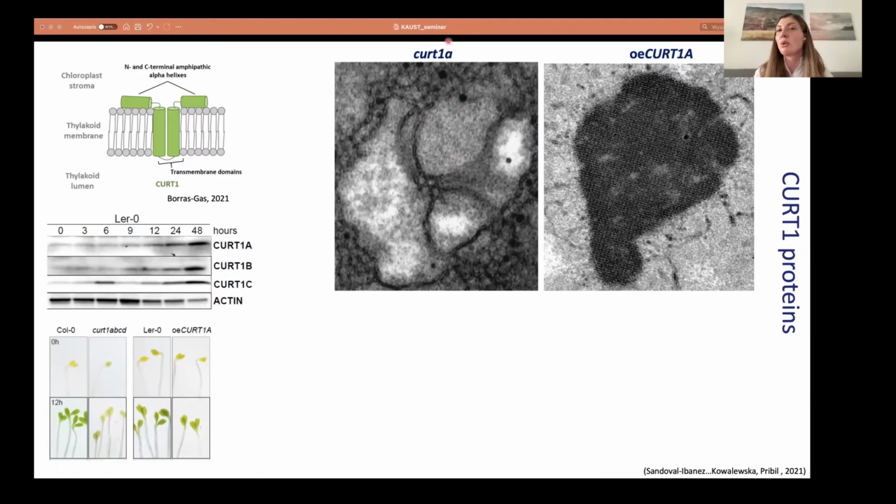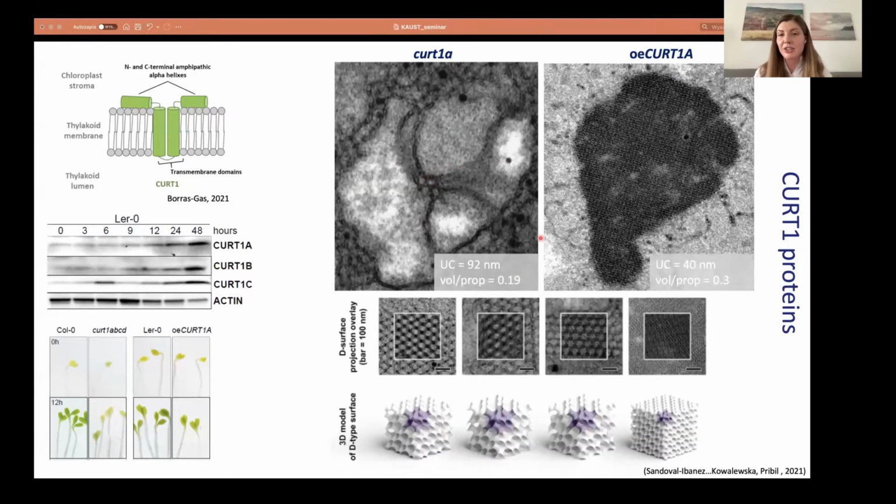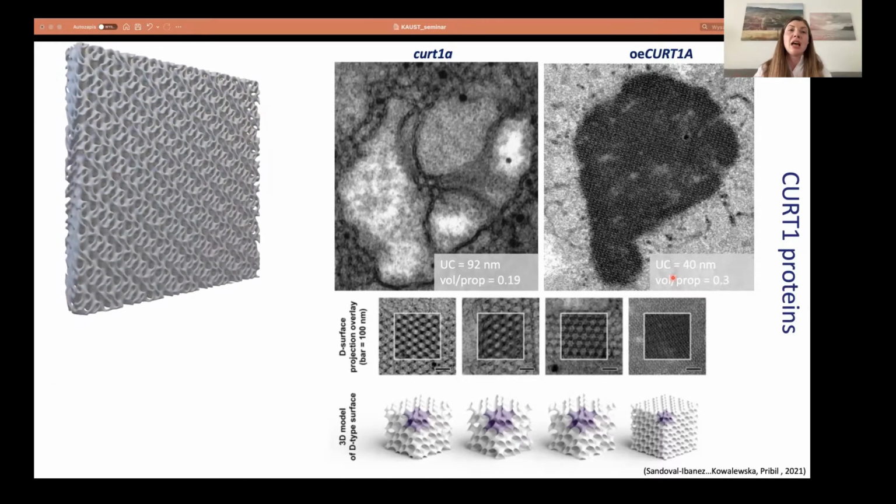Plants lacking even one protein of the CURT1 family, the main protein CURT1A, had very fragmented PLBs with a larger size of the unit cell, while the plants over-accumulating CURT1 proteins had very compacted PLBs. And we, of course, tried to recognize whether this compactness could be connected also with a change of the type of the surface from the diamond to primitive or gyroid. But we realized that even though the structure is getting more and more condensed, the type of the structure is still the D-type surface, even though the volume proportion is changed, and the unit cell size is significantly decreased. So this is the model.